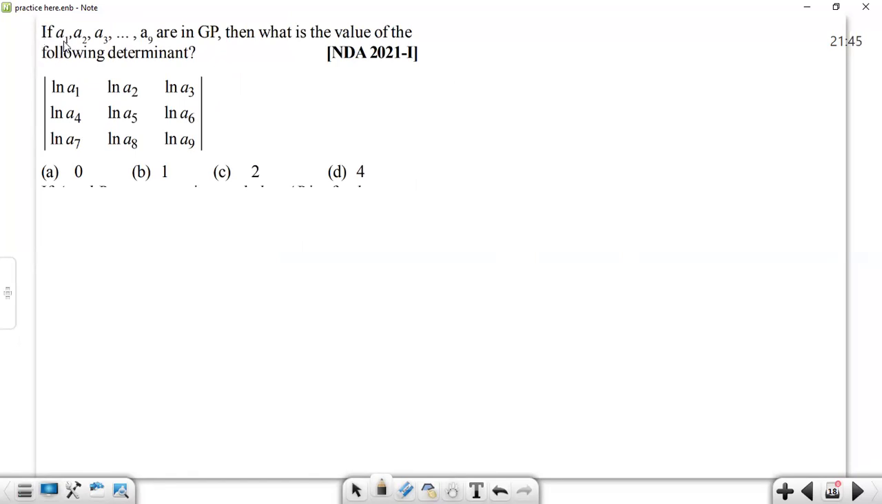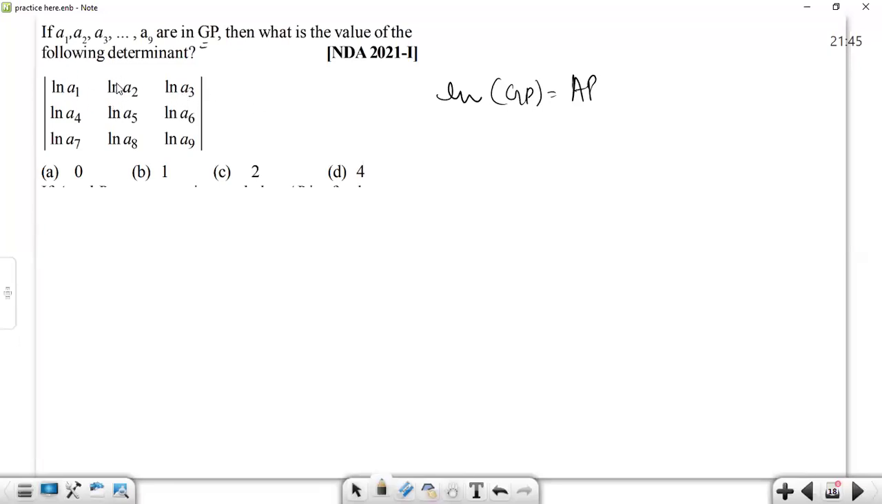If A1, A2, A3, up to A9, these 9 terms, are given in GP, then what is the value of the following determinant? The determinant is given like this: logarithm of A1, logarithm of A2, logarithm of A3, and similarly logarithm of all 9 terms that are in the GP. We know when we take logarithm of any GP, that becomes an AP. So these terms are in AP.